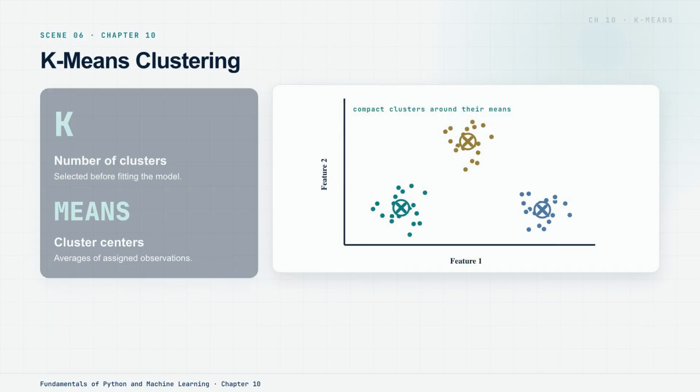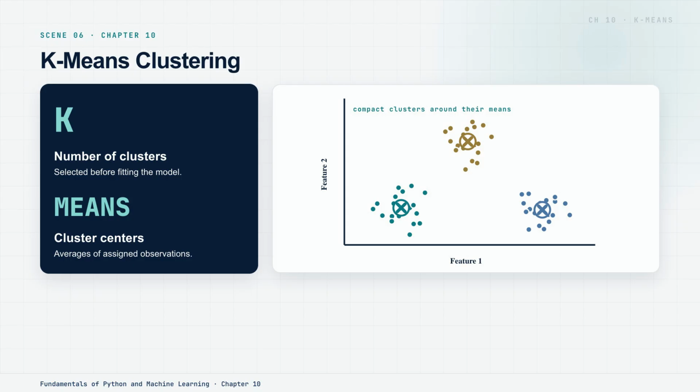K-means is a widely used clustering algorithm for numerical data. The letter K represents the number of clusters we ask the algorithm to create. Each cluster is represented by a centroid. The centroid is the mean position of the observations assigned to that cluster. The algorithm repeatedly assigns observations to their nearest centroid and recalculates the centroid. The goal is to create compact clusters whose observations are close to their assigned centers.